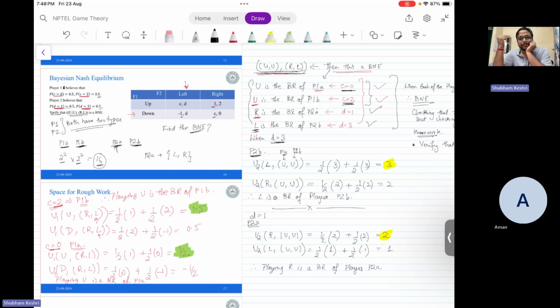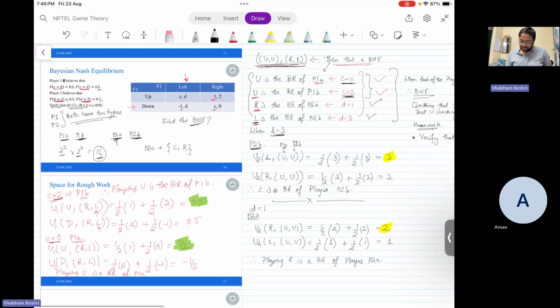Aman, is this clear? Okay, so I assume that this is clear.